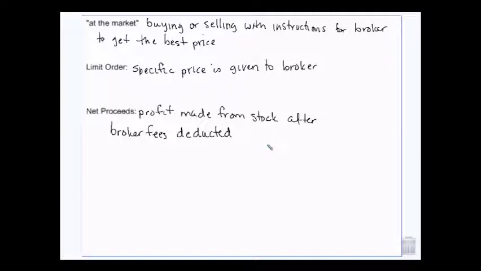If you call them in with a limit order, that may not happen that same day, but you might say, I want you to sell whatever stock as soon as it hits $50. So they sit there and they watch it, and then as soon as it hits $50, they sell it. Or you tell them you want to buy it when it hits $20 or something. They sit there and watch it, and as soon as it hits 20, that's when they buy it. Your net proceeds are the profits that you made, so your capital gain minus the broker fees.